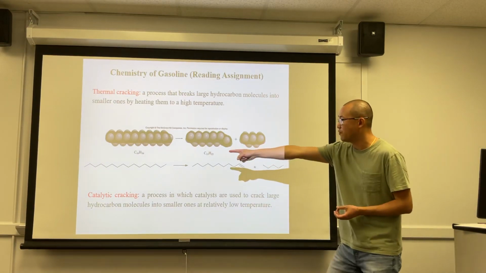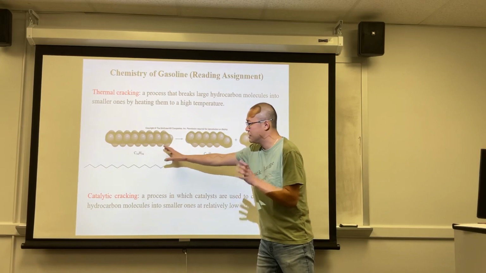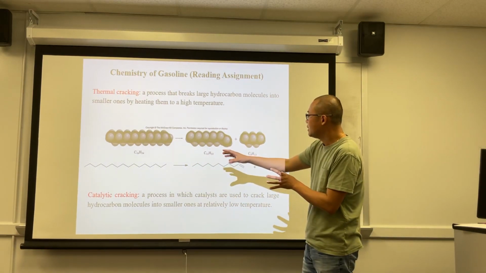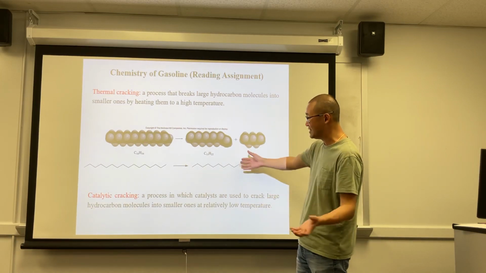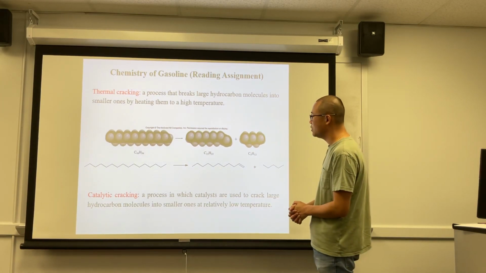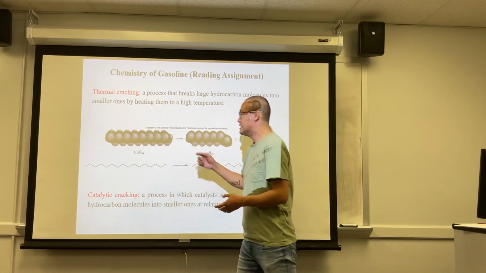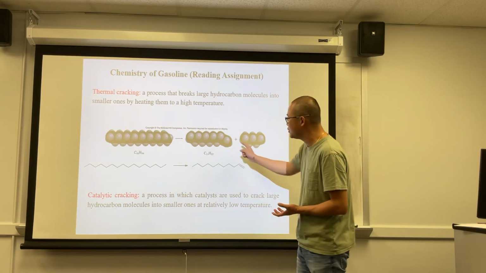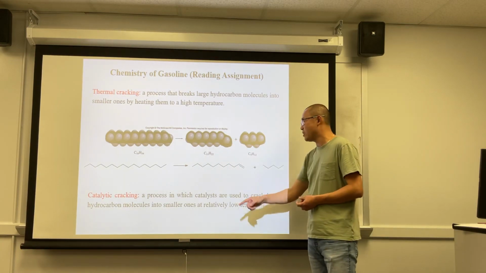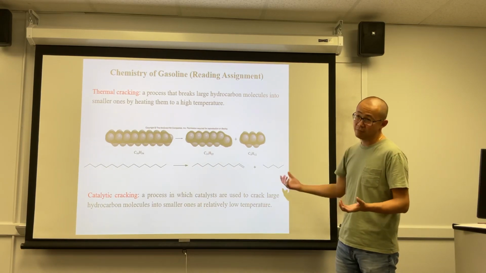You can see that the first one has 16 carbons in the chain. This is called the skeletal structure of these organic molecules. When we study organic chemistry, if you do in the future, you will see these structures. But this molecule has 16 carbons. After cracking, you can see that it ends up with 2 molecules, one with 11 carbons, and one with 5 carbons. So the molecule becomes smaller.